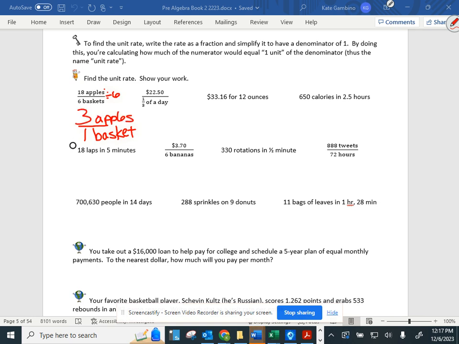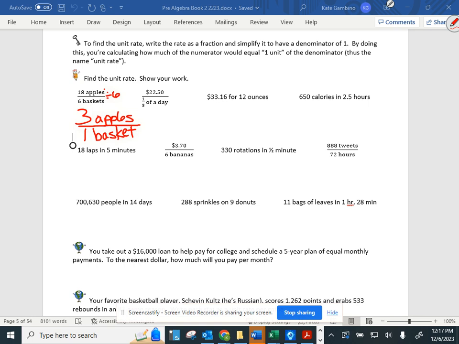Okay. Notice how I'm labeling this. It's not 3/1. It's 3 apples per 1 basket. Labels matter. We need to make sure we're using our labels, because it's important to know that it's 3 apples and not 3 puppies. Okay. 3 apples per 1 basket. Labels matter.